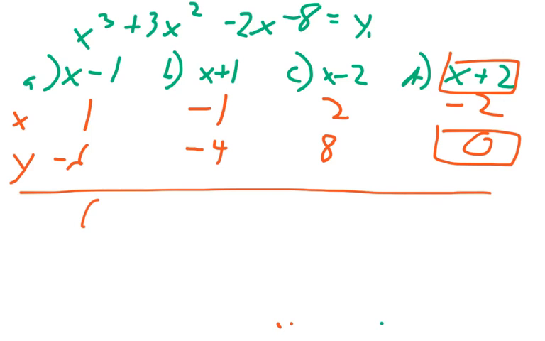For problem number 10, it says find the number of possible zeros for x cubed minus 7x minus 6. Well, if I'm looking for the number of possible zeros, the number of possible zeros is always the highest exponent. And so the answer here is 3.